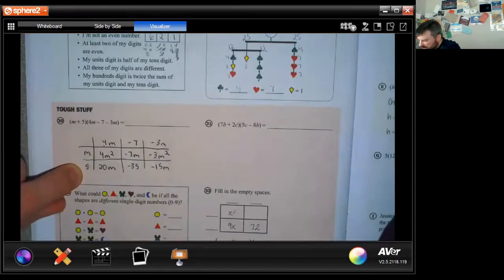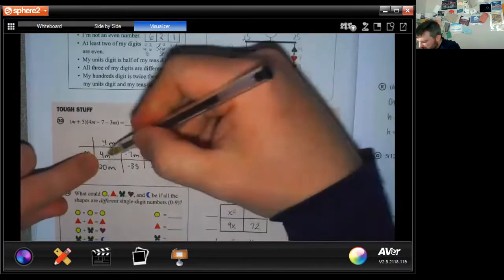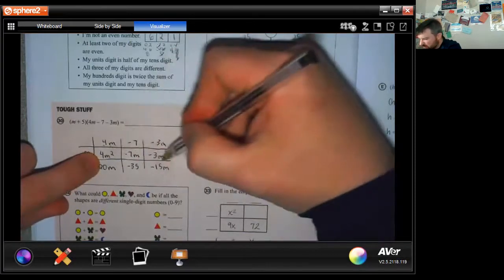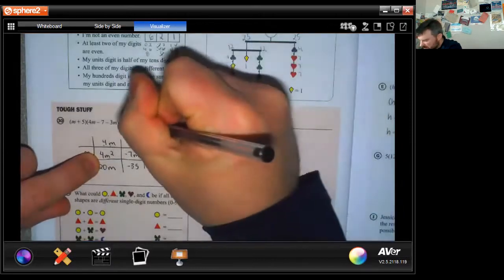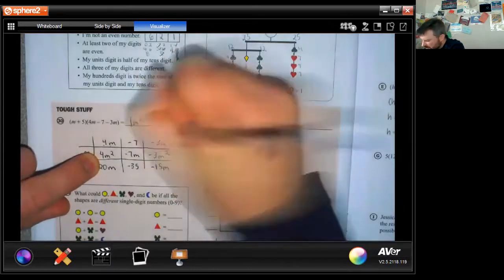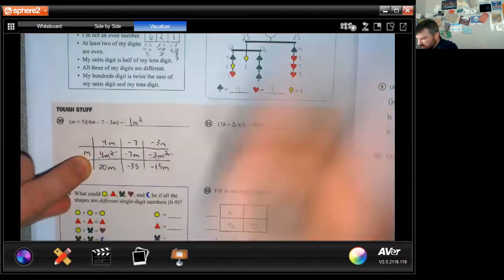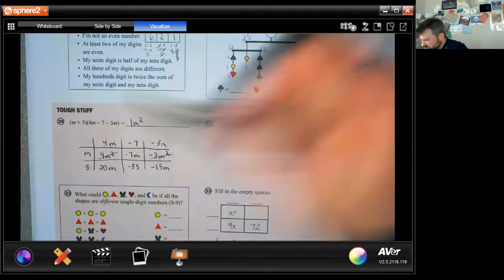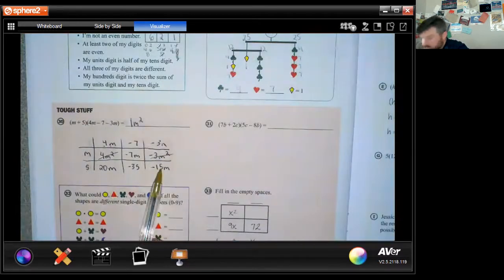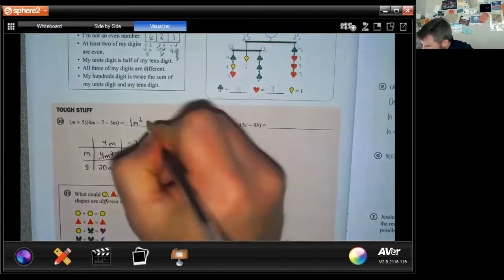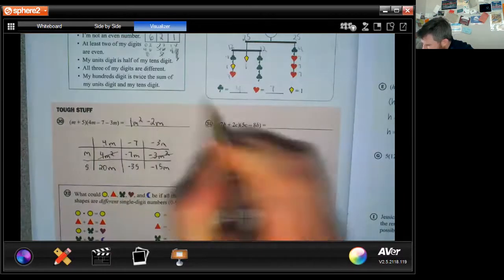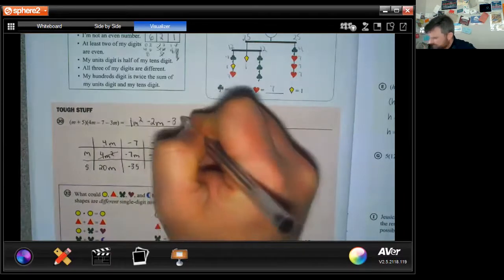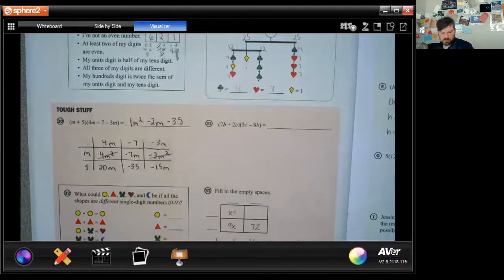So now we look for like terms. I got a 4m squared and a negative 3m squared, which makes a 1m squared. You can kind of mark those out once you get rid of them. I have m and m. Okay, so 20 minus 15 is 5, and 5 minus 7 is negative 2m, and then minus 35. So m squared minus 2m minus 35.